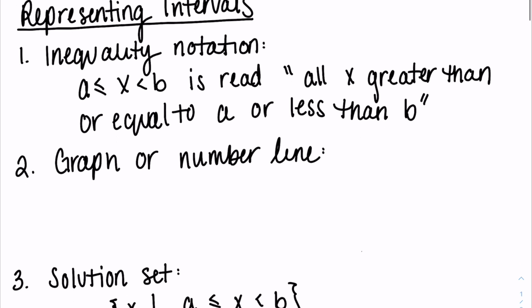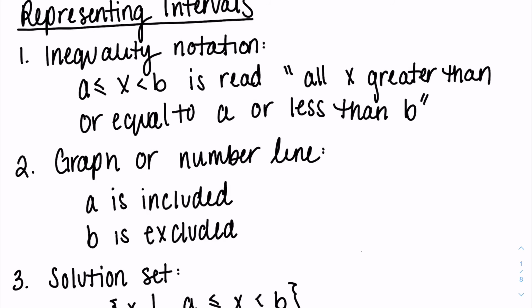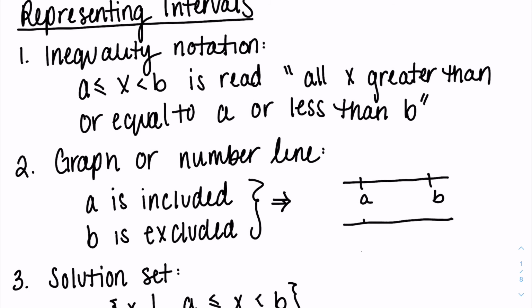The second one is a graph or a number line. If we use this exact same inequality, a can be included, but b cannot, so that's excluded. We can create two different number lines from this. Either one is fine, but you have two important points, A and B. So we'll draw those in. Here you can equal A, so we put a closed circle, but not B, so it's an open circle. But then anything in between is perfectly fine.